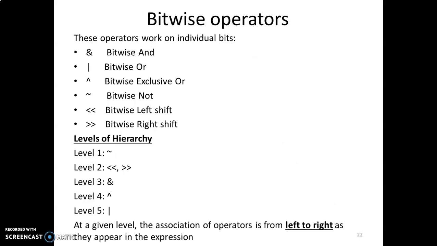Let us now discuss the bitwise operators. Bitwise operators, as the name suggests, work with individual bits, and bit is an acronym made out of the words binary digit. So in total, there are 6 bitwise operators: ampersand representing bitwise AND, a pipe symbol representing bitwise OR, a caret symbol indicating bitwise exclusive OR, a tilde representing bitwise NOT, two less than signs for bitwise left shift, and two greater than signs for bitwise right shift. We'll discuss them one by one.